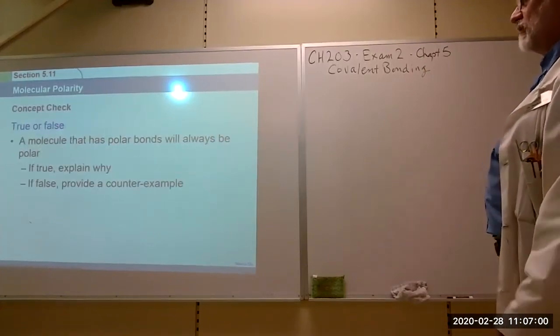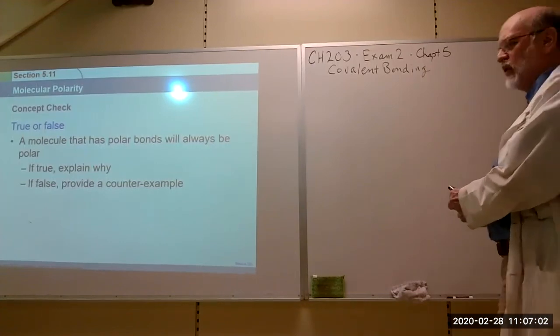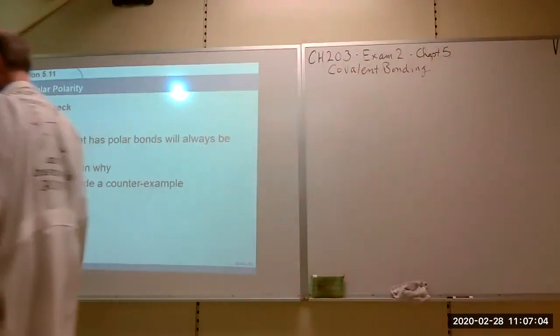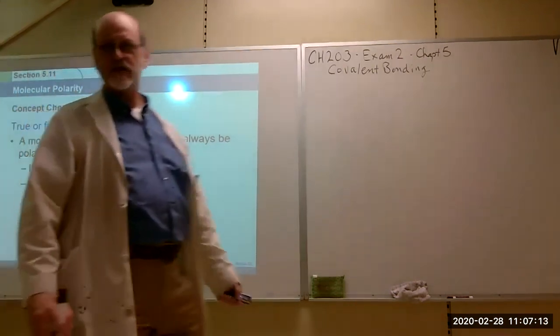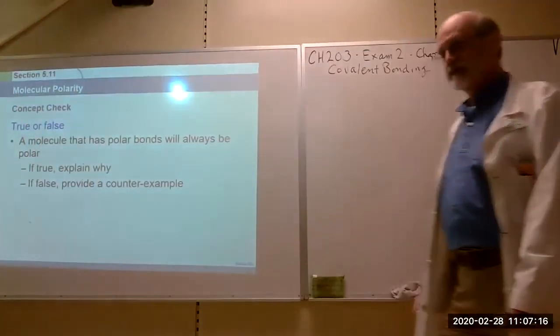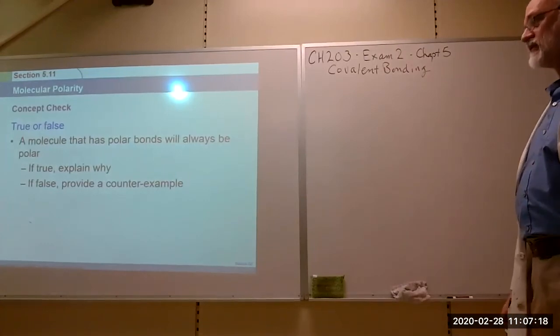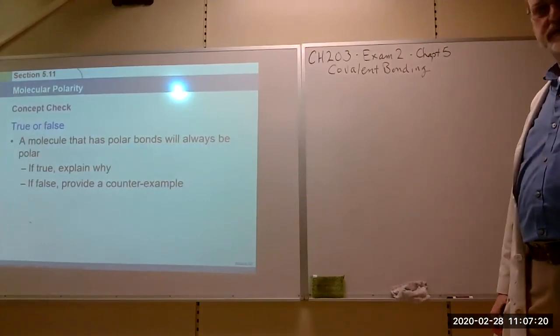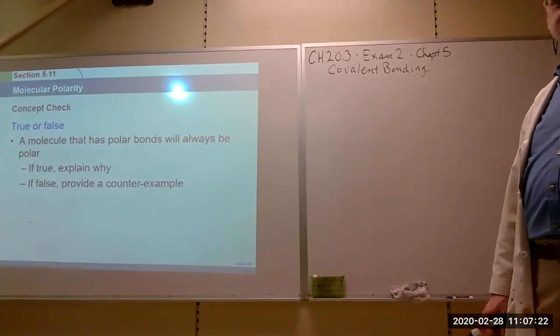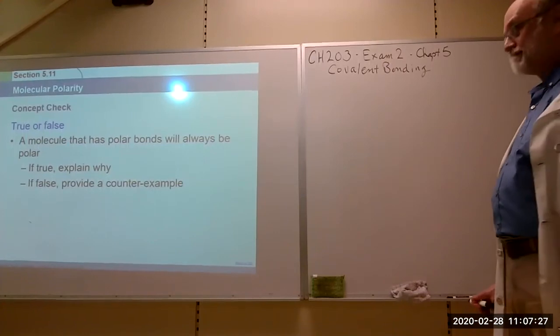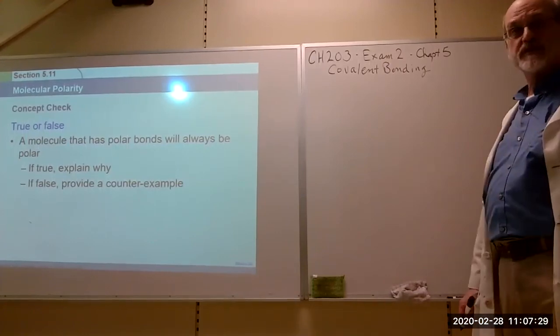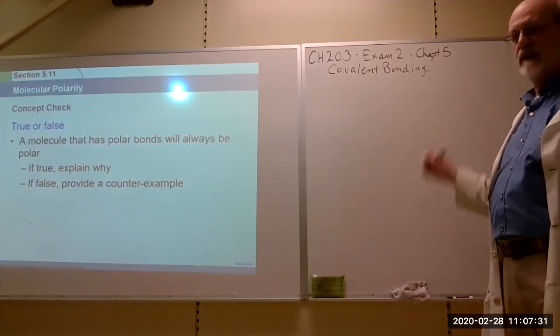True or false? A molecule that has polar bonds will always be polar. It's not a trick question. Is it true? If they have polar bonds, the molecule will always be polar. Depends on the geometry, right? If those polar bonds are positioned so they cancel one another out, you have a nonpolar molecule.